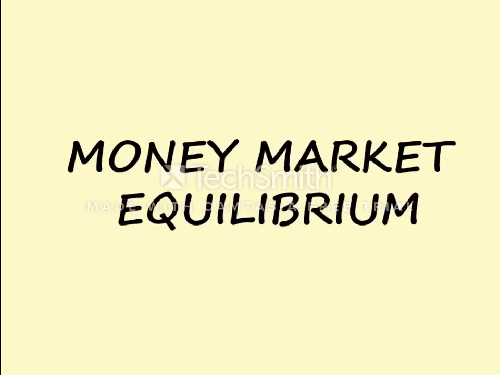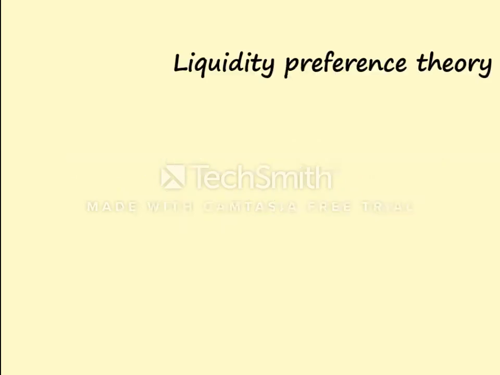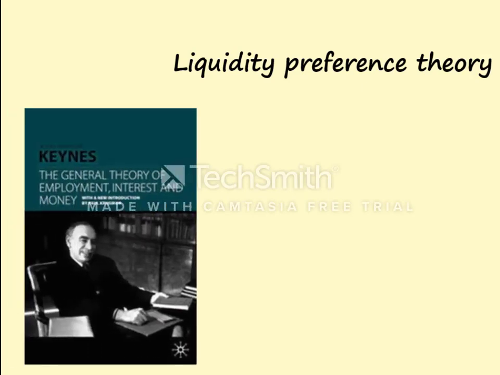Now, after understanding the goods market equilibrium in 2-sector, 3-sector and 4-sector economy, let us proceed to learn money market equilibrium. This concept of money market equilibrium was developed by Professor J. M. Keynes in the form of liquidity preference theory. This theory he developed in his book General Theory of Employment, Interest and Money. The term liquidity here refers to cash and preference refers to demand.